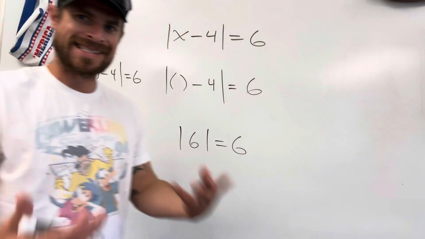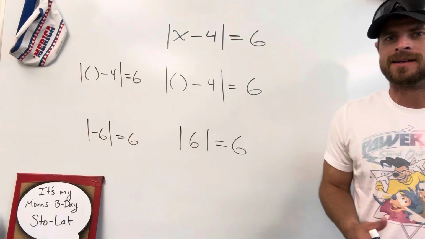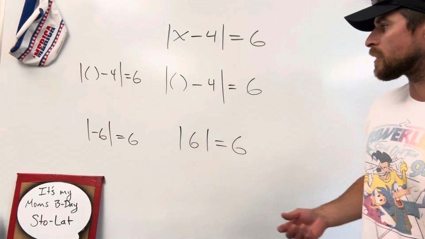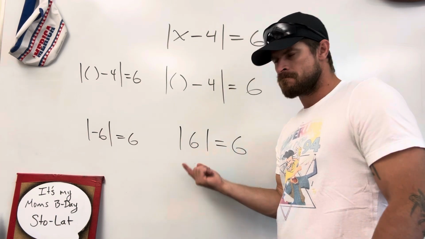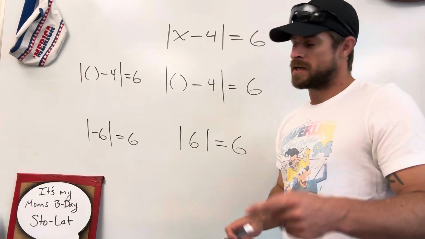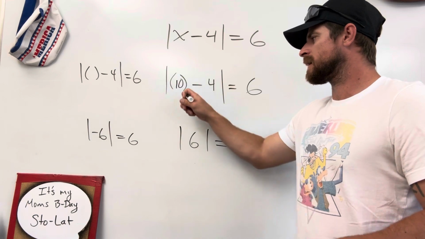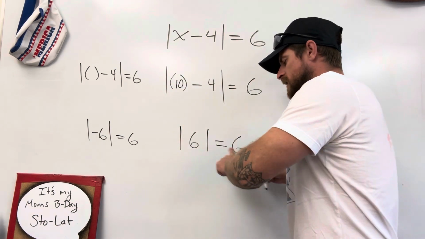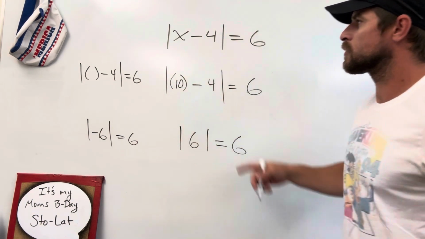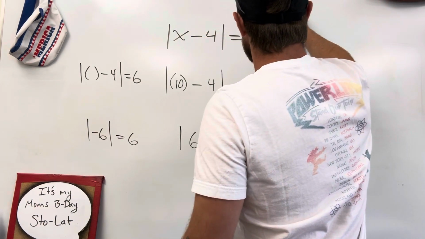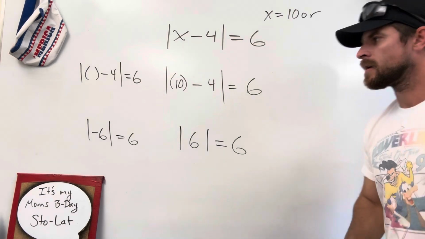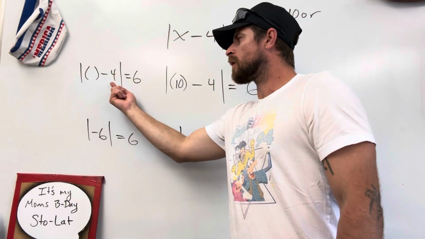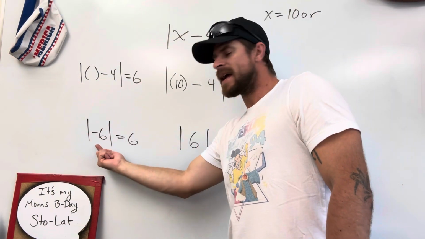Now, this is such a simple one that I think most of us out there can do it mentally. So let's just start with the easier one. Something -4 makes 6. You guessed it, 10. 10 -4 makes 6. The absolute value of 6 is 6. Boom. So we know x can be 10, or there's one more answer. Something -4 that creates a -6.